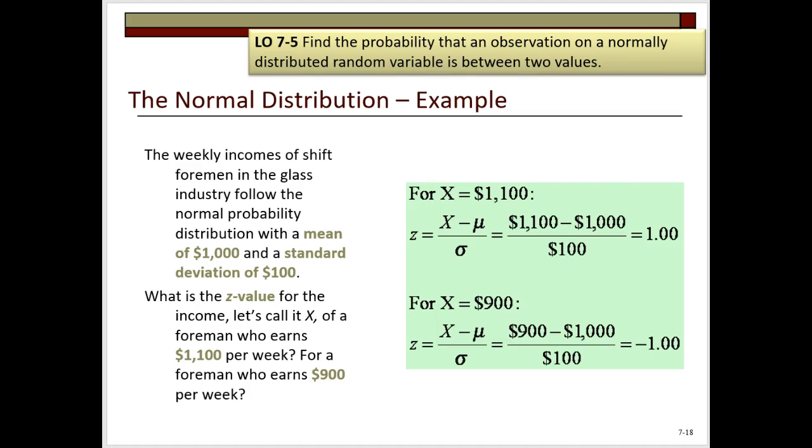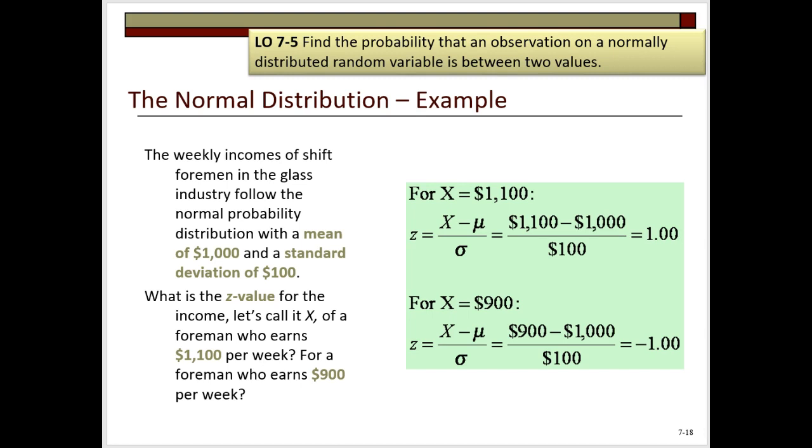Let's consider a simple example illustrating how to find probabilities for a normal distribution. Suppose that the weekly incomes of shift foremen in the glass industry show a normal probability distribution with a mean of $1,000 and a standard deviation of $100. What's the z-value for the income of a foreman who earns $1,100 per week?